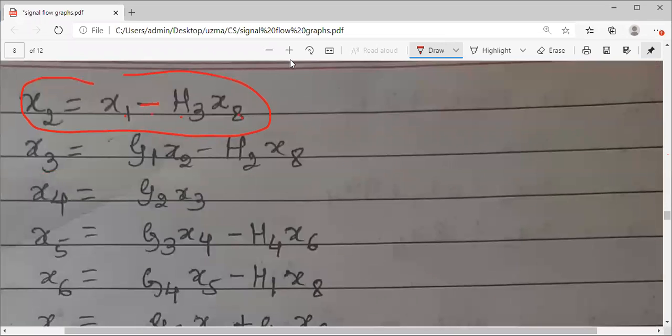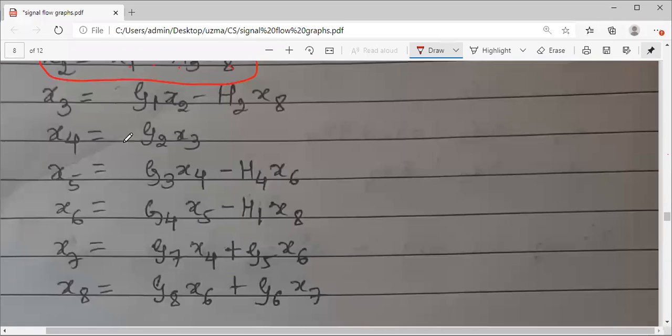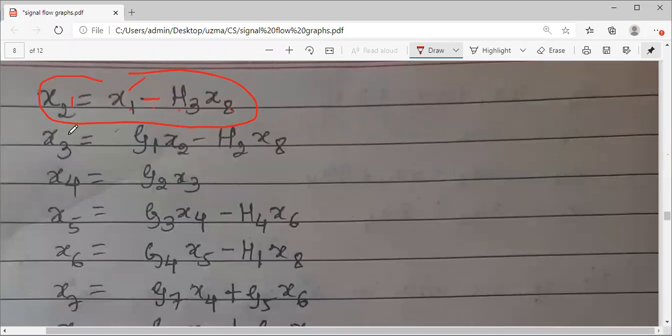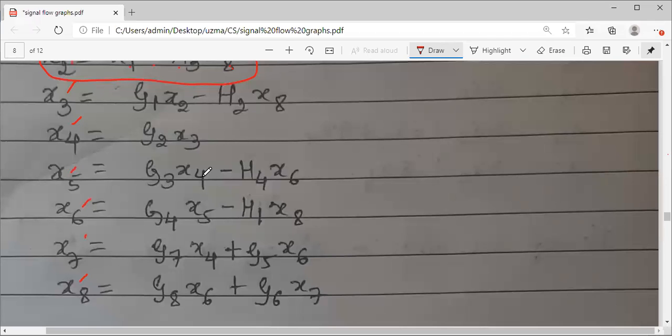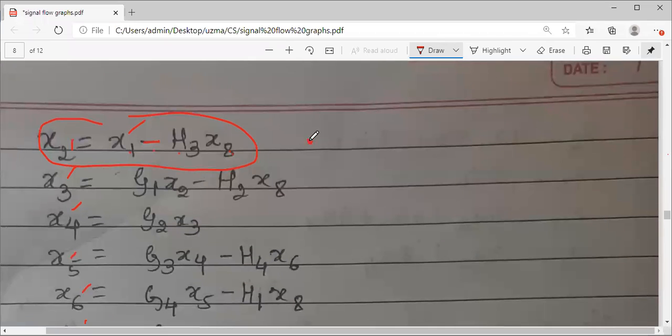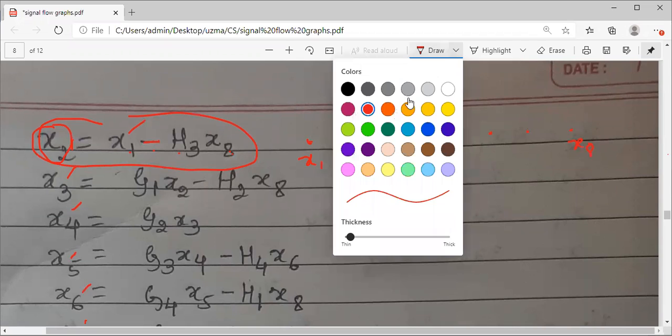How many nodes are there in this? In the overall signal flow graph, you have x1, x2, x3, x4, x5, x6, x7, and x8. So totally 8 nodes are there. So 8 nodes, let me draw it quickly. 1, 2, 3, 4, 5, 6, 7, 8. So this is your x8 and this is your x1. Now x2 is your output, right? So here I need to join whatever branches I draw, the signals will meet here at x2.